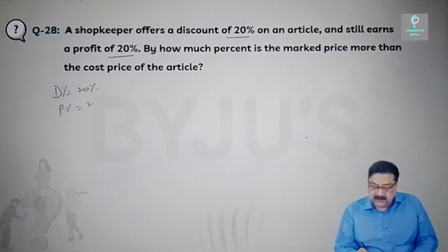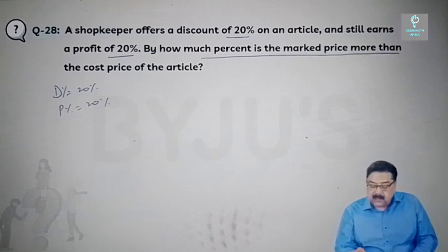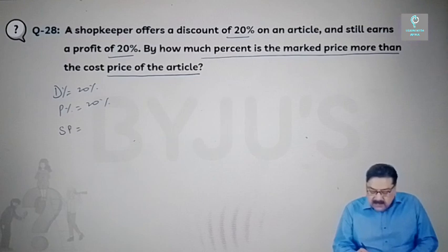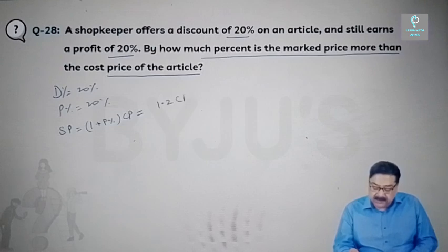Profit percent is also 20%. Now by how much percent is the marked price more than the cost price of the article? See, selling price we know is 1 plus profit percent into CP, which in this case should be 1.2 times CP because profit percent here is given to us as 20%.